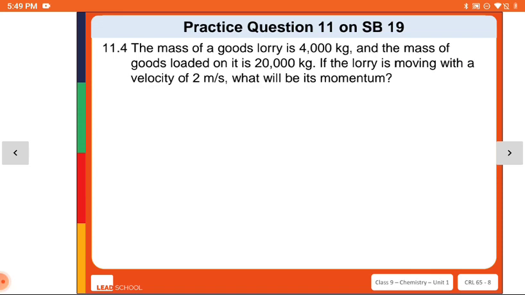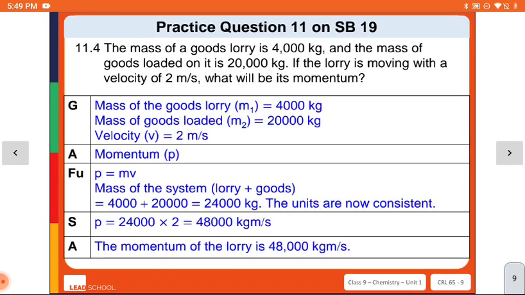Students, next one: the mass of a lorry is 4000 kg and the mass of goods loaded in the lorry is 20,000 kg. The lorry is moving with velocity 20 meter per second. What will be the momentum? Total mass is 24,000 kg and velocity is 20 meter per second. So momentum is equal to mass into velocity.